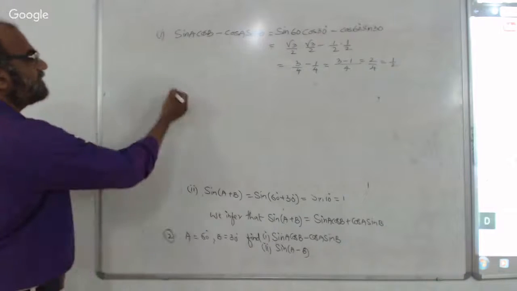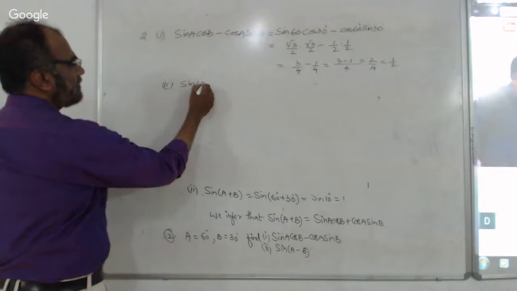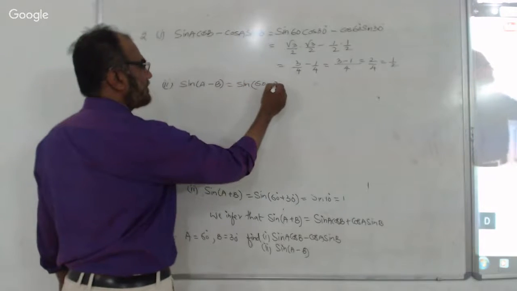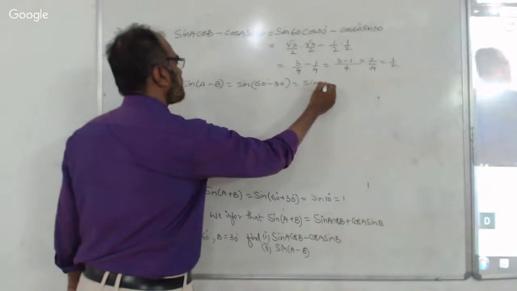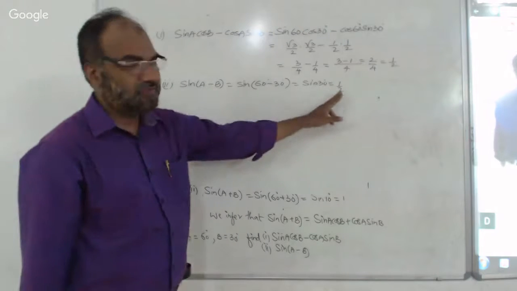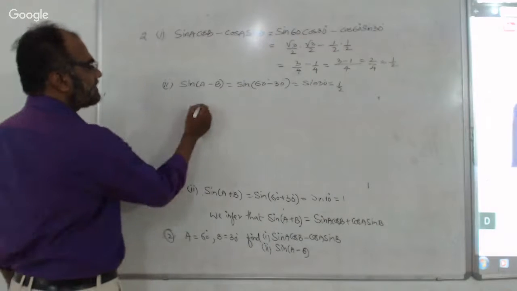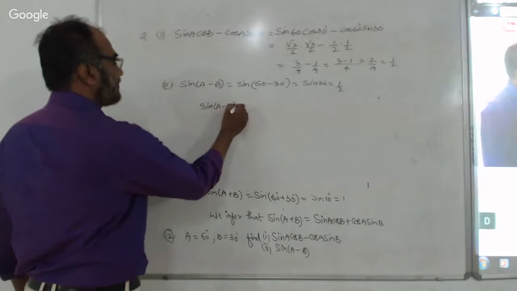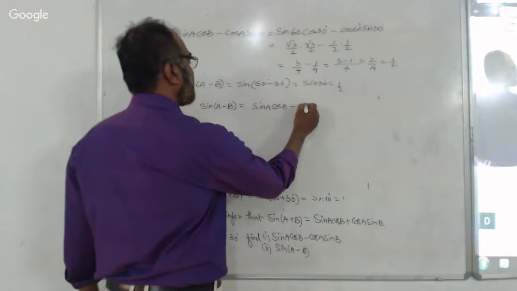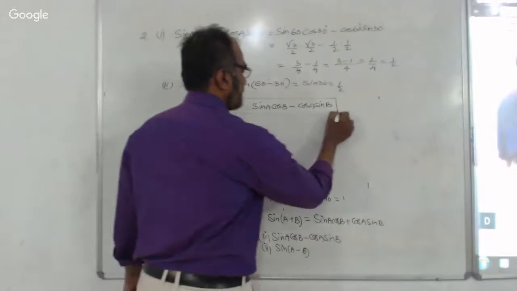What about sine A minus B? The second bit of it. Sine A minus B will be sine of 60 minus 30. That comes to sine 30, which is 1 by 2. Both are equal again. The first bit result we got is 1 by 2, and the second bit result we got is 1 by 2. So sine A cos B minus cos A sine B is the same as sine A minus B. The formula for sine A minus B is sine A cos B minus cos A sine B. Make a note.